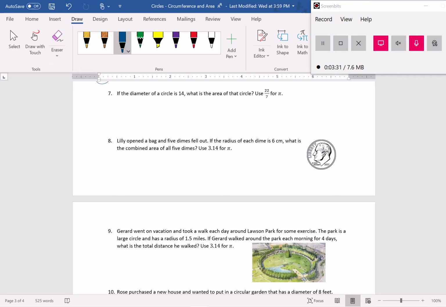Number 7, if the diameter of a circle is 14, what is the area? Be careful. Diameter is 14. That means the radius is 7. Your area formula needs radius. So 22 over 7 times 7 squared. You know how to do this formula. Oops, or this multiplication problem.